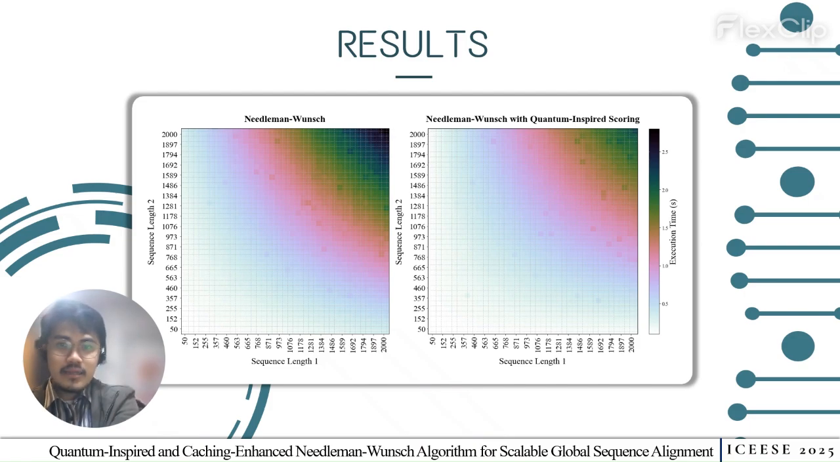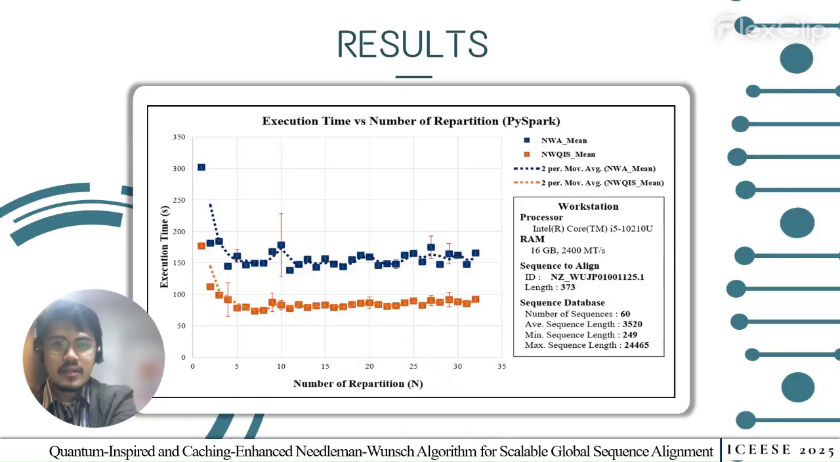The lighter color gradients in the NWQIS heat map on the right side, compared to the standard NWA heat map on the left side, visually confirm this improvement and highlight the broader region of faster run times. These results further support the scalability and efficiency gains offered by the quantum-inspired approach. This suggests that NWQIS is particularly well suited for large-scale sequence alignment.